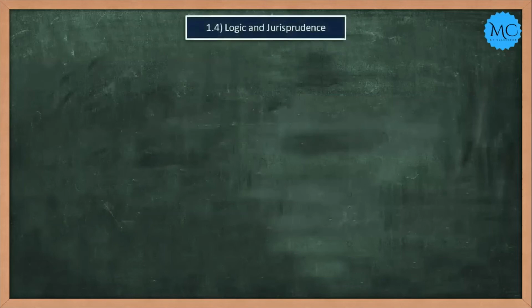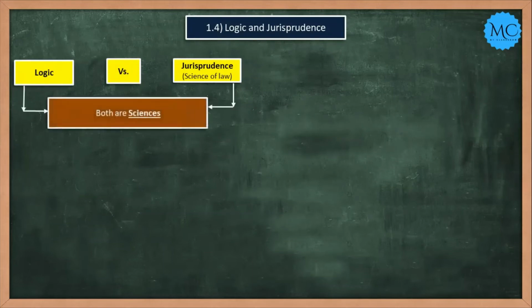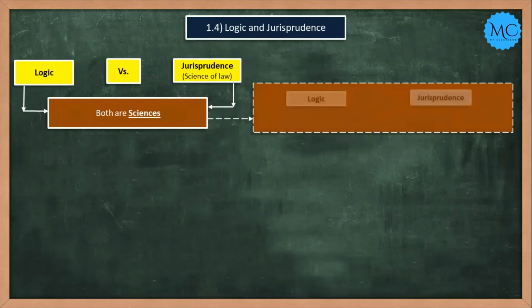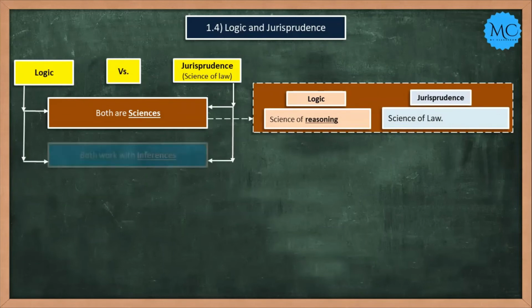Now we are talking about logic and jurisprudence. Jurisprudence is nothing but the science of law. Now let us see the commonalities. Both are sciences. Logic is the science of reasoning, whereas jurisprudence is the science of law. One more point, and this is a very important point: both work with inferences.